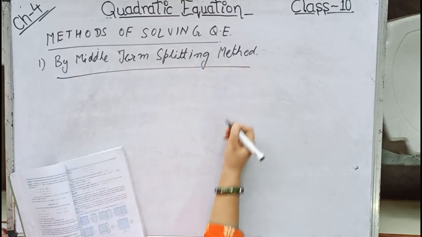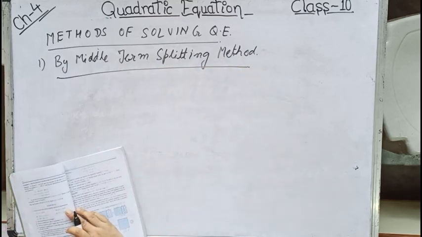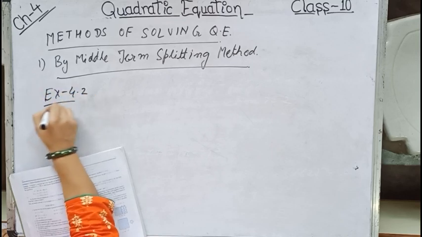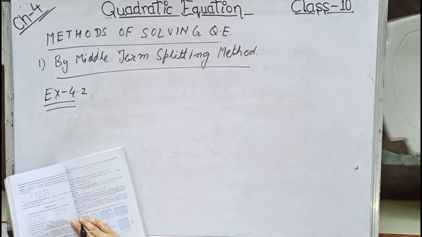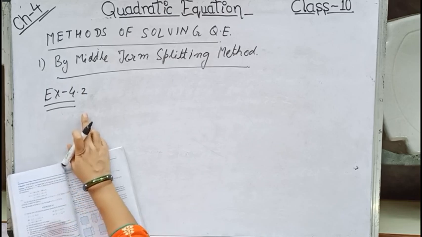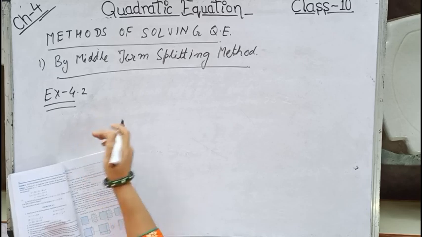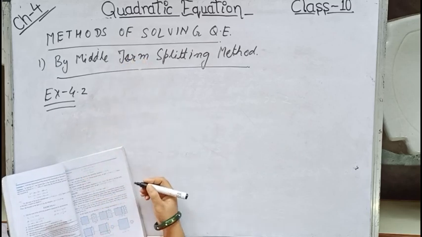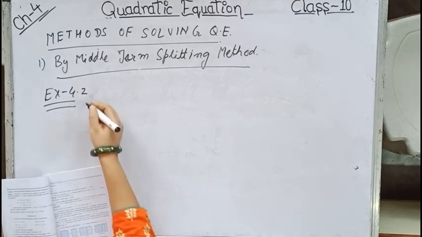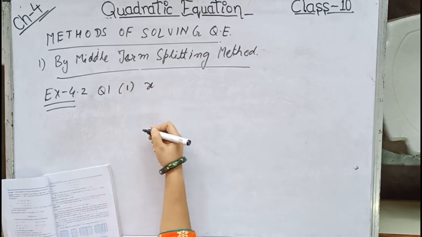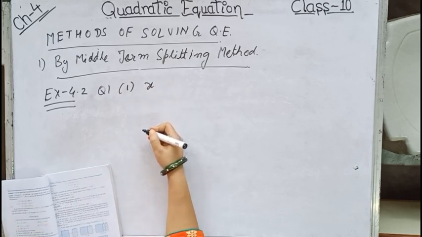Now for this topic, children, except this exercise 4.2 question number 1, you will be doing some more sums from NCERT RS Agarwal as well. So what I am doing, children, I am directly starting exercise 4.2 because middle term factorization you are being taught from standard 9. So I am starting exercise 4.2 question number 1. Number 1. Find the roots of the following quadratic equation by factorization.